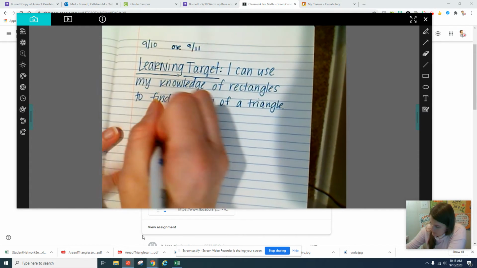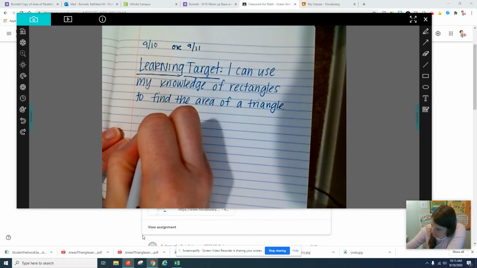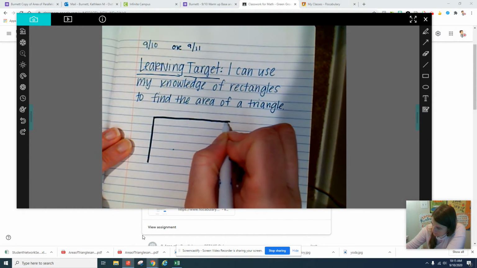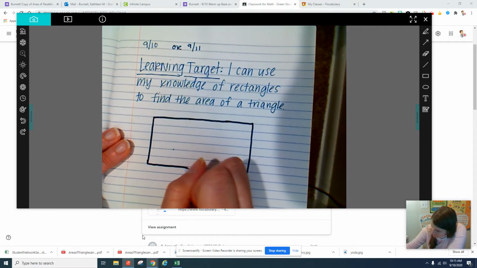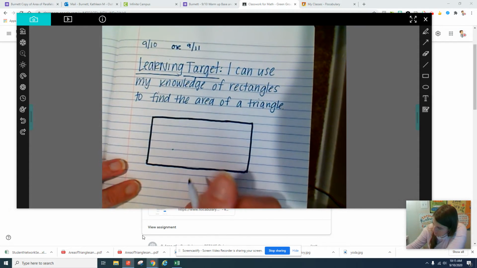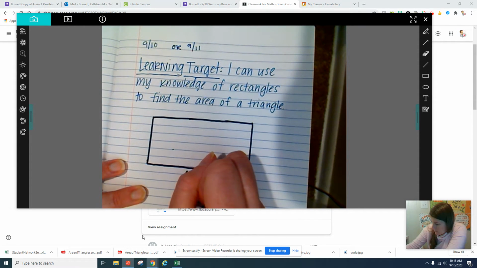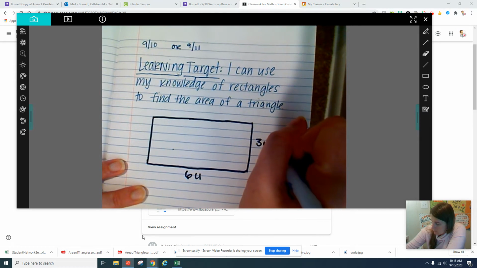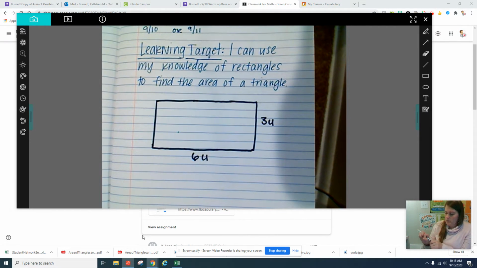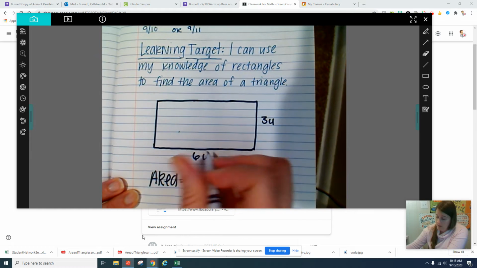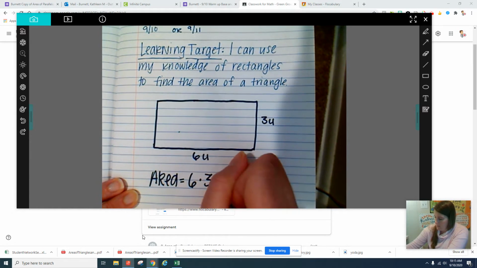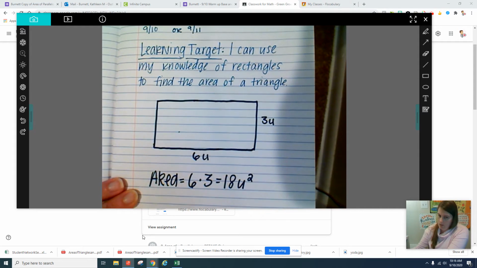All right, now we're gonna draw a rectangle. Just draw a rectangle, make it neat. Doesn't need to be perfect. And we're gonna label the base. We're gonna say it's 6 units, and then the height will be 3 units, okay? So if I asked you to tell me the area of this rectangle, you would hopefully tell me that the area is base times height, which is 6 times 3. So the area would be 18 units squared, okay?